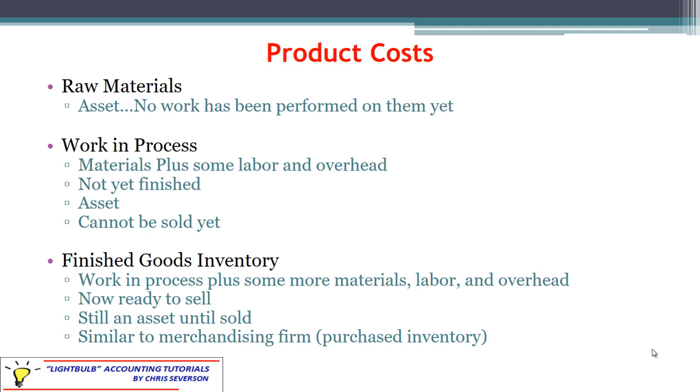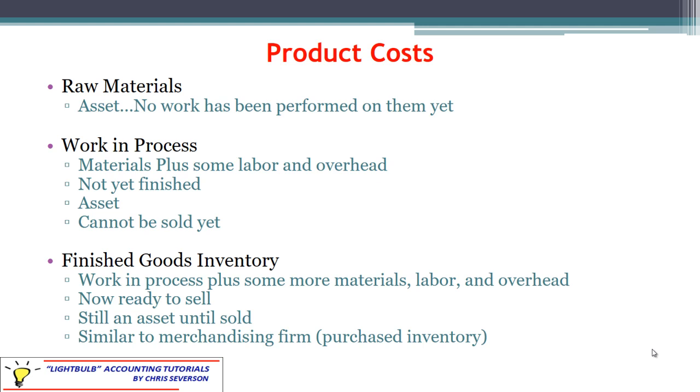Now, as soon as we start working on those materials, so keep in mind, we have the raw materials. Once we start converting them to a finished product, we start working on them, we start mixing them, we add in labor, we add in overhead. This is where we start through work in process. Now, different products have a different length of time as far as how long it takes to complete, but while they're in progress, they stay in this account. They're not yet finished, they're still considered an asset, and they're not yet ready to sell.